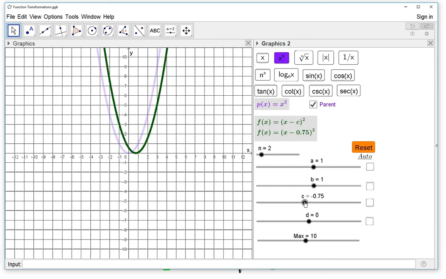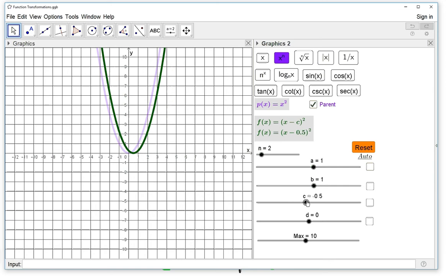Let's look at f of x equals x squared. We're going to subtract 2 from x and then square that quantity. And then again, we can see that the transformed function shifted 2 units to the right from the parent function, even though we subtracted 2 from x. I want to figure out why that is.